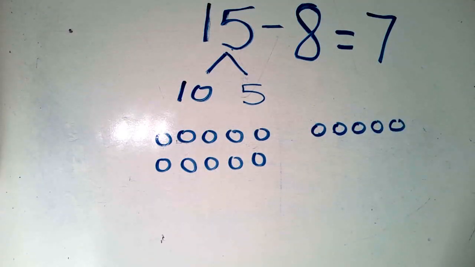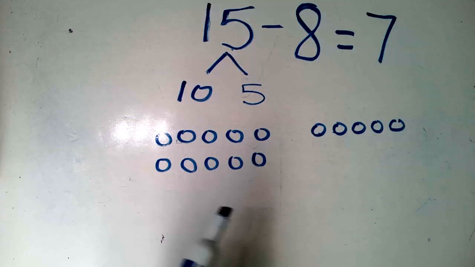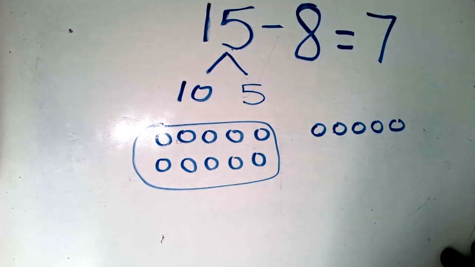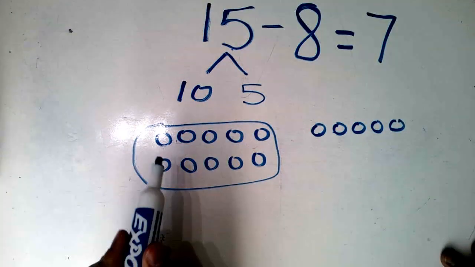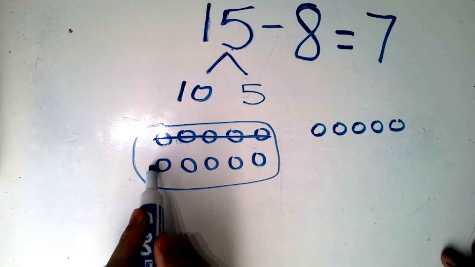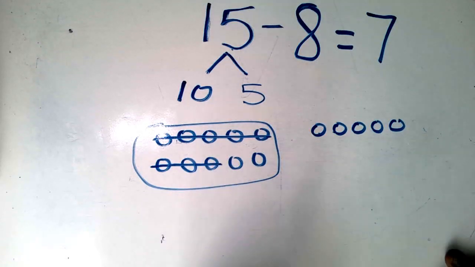Now, when we talk about our picture, we can circle our 10 to remind ourselves we're going to take 8 from the 10, right? So that's 5, 6, 7, 8. We cross off to show that we take away. If you do not cross off to show that you subtracted, then your teacher does not know how you got your answer. So for now, when your teacher asks you to use a strategy, you have to show them.